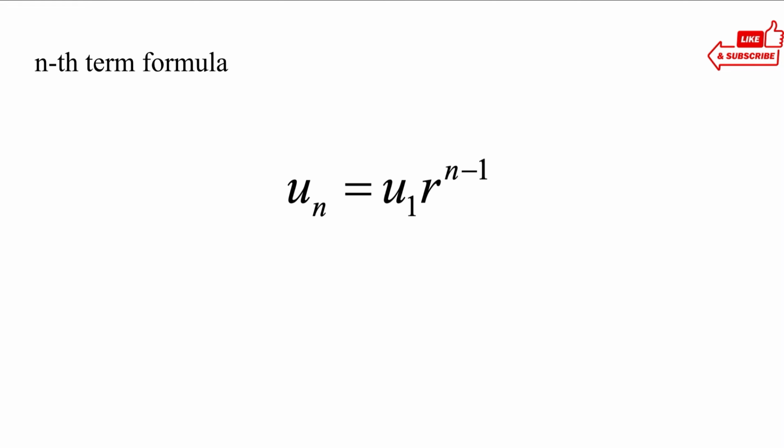This is the nth term formula. This is how you can find any term in a geometric sequence. u sub n is equal to u sub 1, the first term, multiplied by r, which is the common ratio, to the power of n minus 1. And this is in the formula booklet, so you do not have to memorize it.